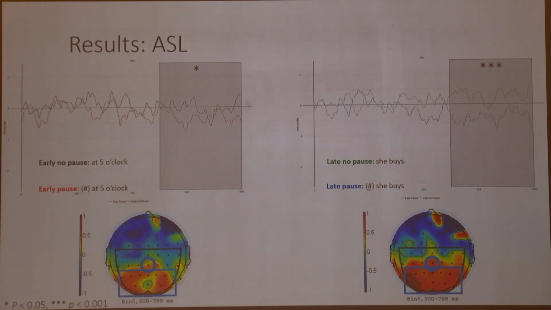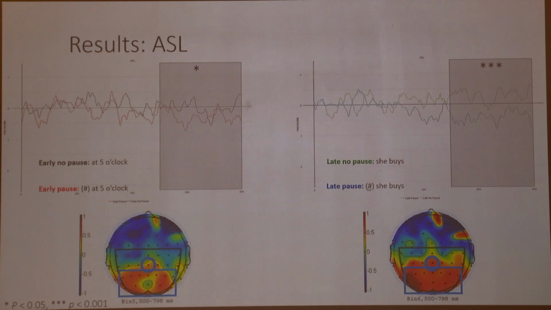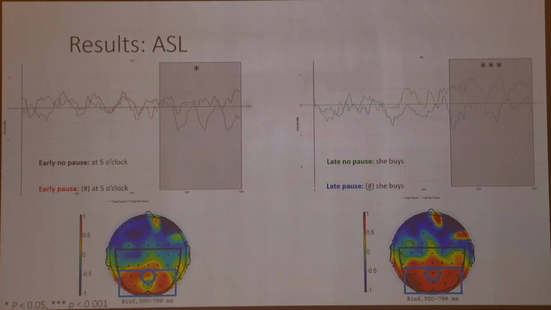So this reflects a discovered interaction between pause status and anterior to posterior electrode position, which revealed a main effect of pause status only in these most posterior electrodes that are outlined. So if I now show you an electrode instead from that area, we can see a slightly clearer effect in the early sentence position for ASL.